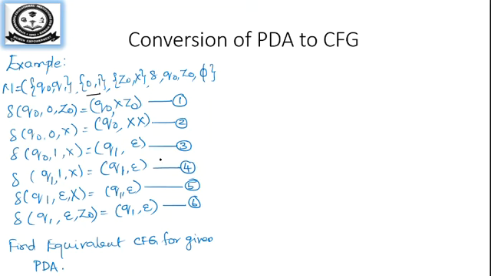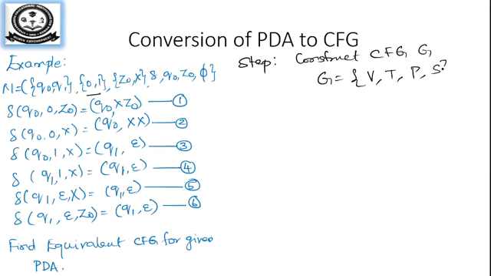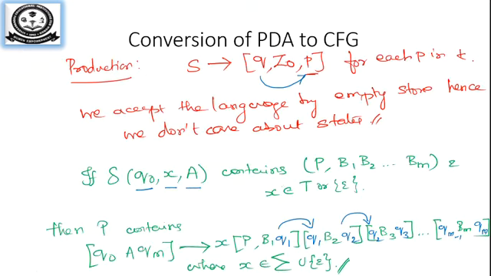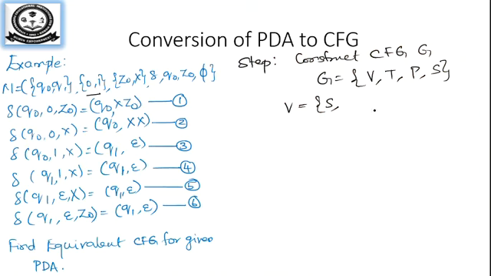So the first step, we are going to construct the CFG G. G will consist of a set of non-terminals, terminals, production rules and a starting symbol. So let us write the non-terminal symbols. You know that it is going to be S, and we have seen in the previous slide that the production rules have a triplet format. So your starting state also will be a triplet.